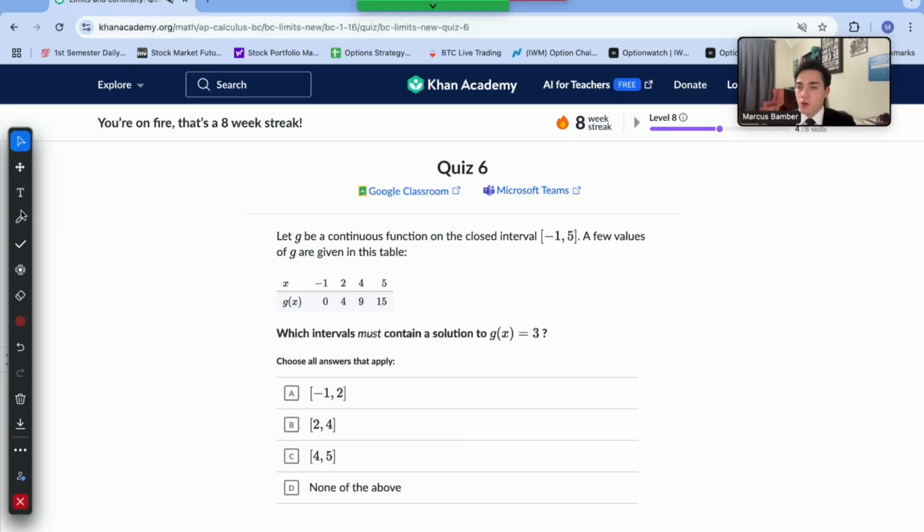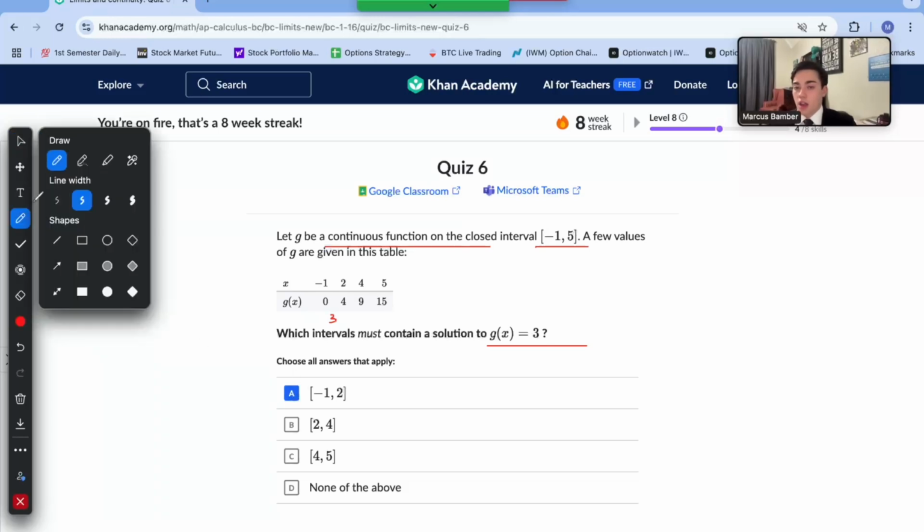Okay, very similar question here to number 1. We're looking at which intervals must contain a solution to y is equal to 3 in this interval. Let's test each of these. So first, from -1 to 2, we are going from 0 to 4. Is 3 in between 0 and 4? And is our function continuous? That is the case for both of these. Yep, since it's continuous and the value of 3 is in between those two y values, answer choice A is correct.